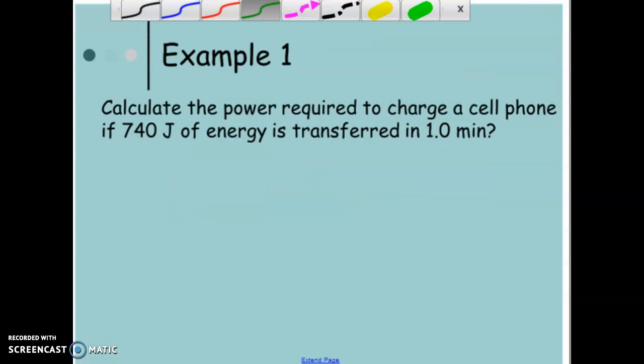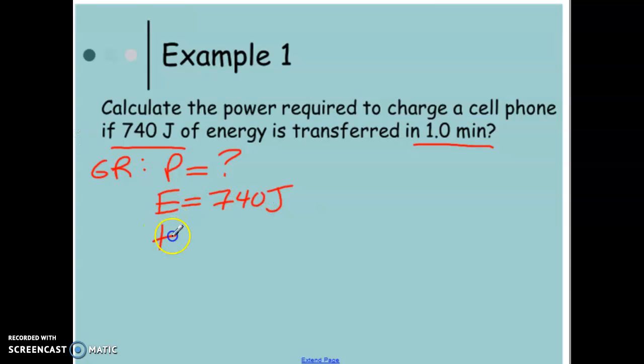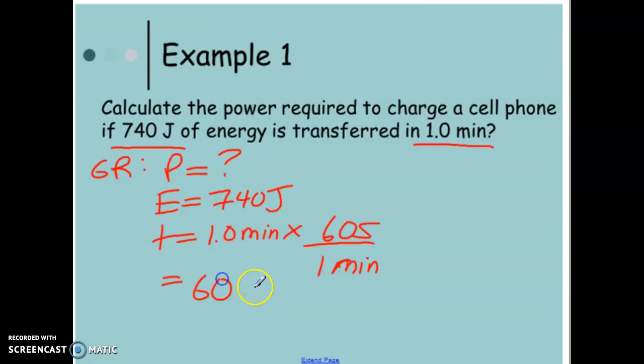Okay, so let's take a look at some examples. We have: calculate the power required to charge a cell phone if 740 joules of energy is transferred in 1 minute. Again, we're using GRASP here because we're doing a word problem. So we are looking for power. We have the energy in joules, and we have time in minutes. So we know we're going to have to deal with seconds, so we might as well convert that right now. And that is just going to be 60 seconds.